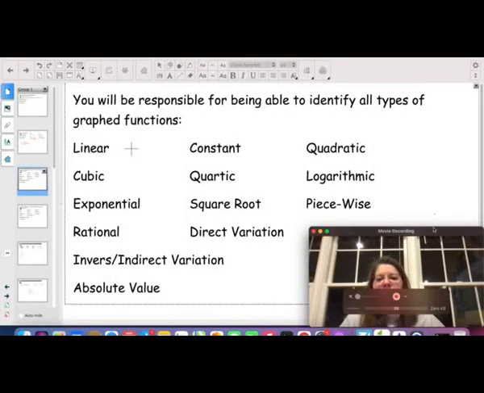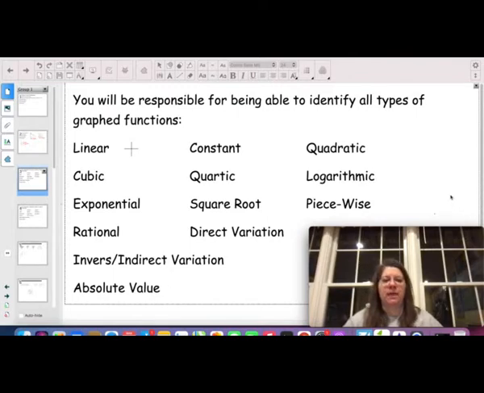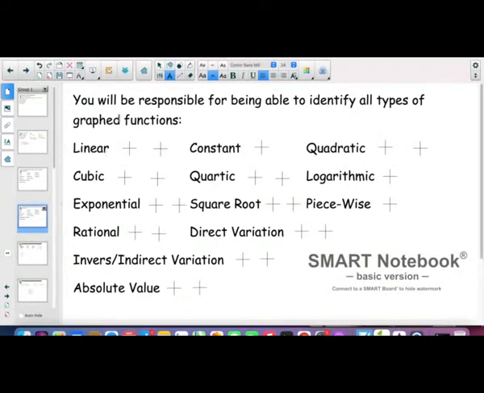The next thing you're going to have to do in this section is identify different types of functions that we've learned throughout the year. I have listed here all of the functions that we have talked about at some point in the year. In the next slide, I'm just going to show you real quick graphs of each of these, because that's what you're going to have to do: identify which type of function you have on the graph.